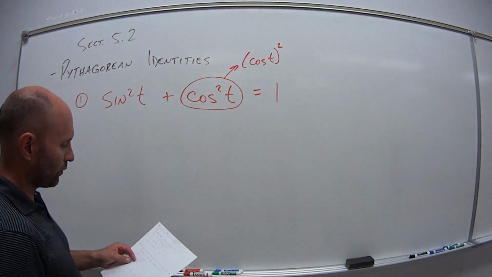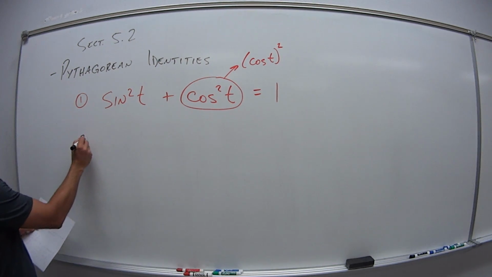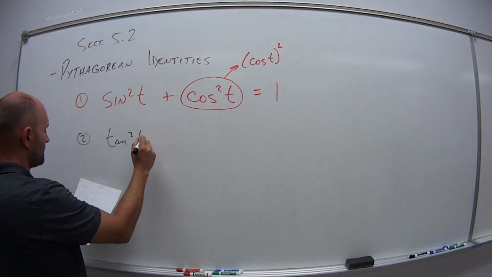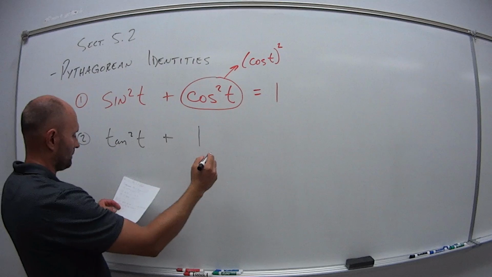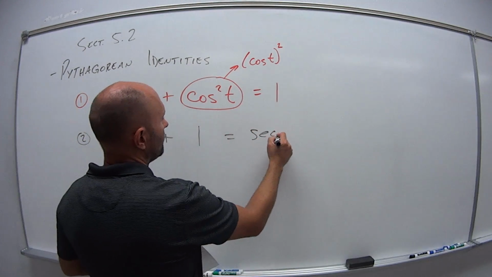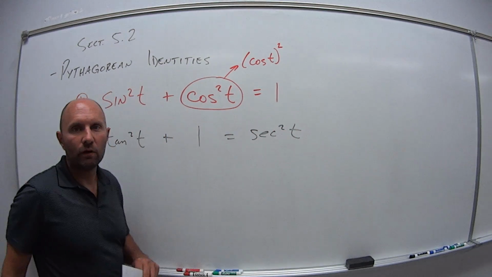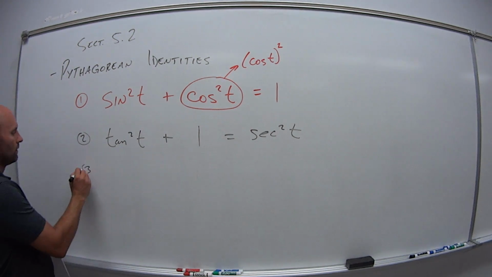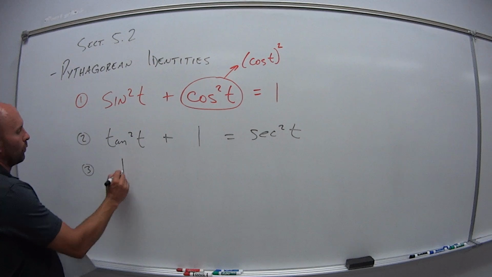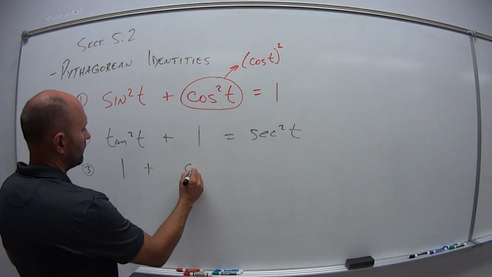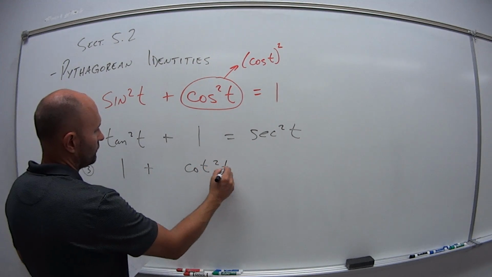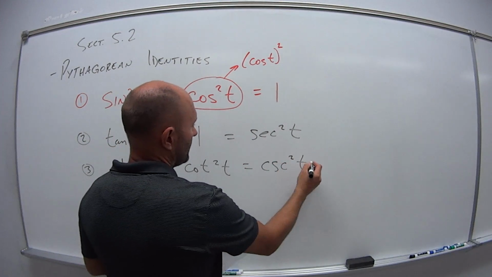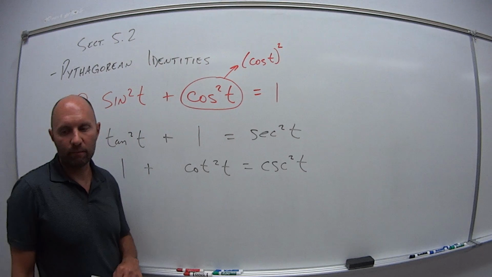That's identity number 1. Number 2 is that tangent squared of t plus 1 is equal to the secant squared value of t. And third, 1 plus cotangent squared of t is equal to cosecant squared of t.